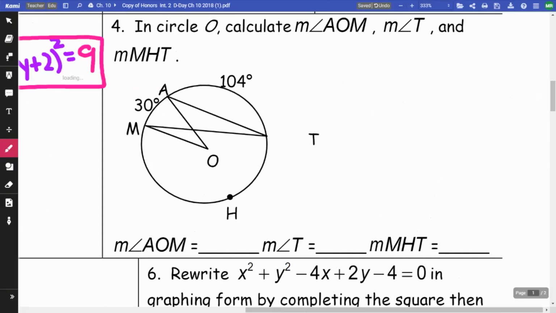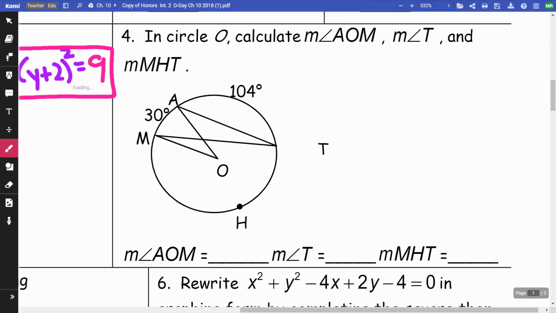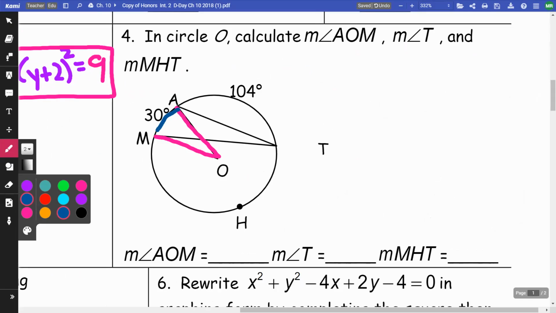On number 4. So on 4 in circle O, calculate the angle of AOM, which is this right here. So that is a central angle, and it is going to be the same as the arc measure of the intercepted arc. So it is going to be 30 degrees. Then we want angle T. Angle T is an inscribed angle that forms that same arc, and that means it's going to be half of that. So that's going to be 15 degrees.